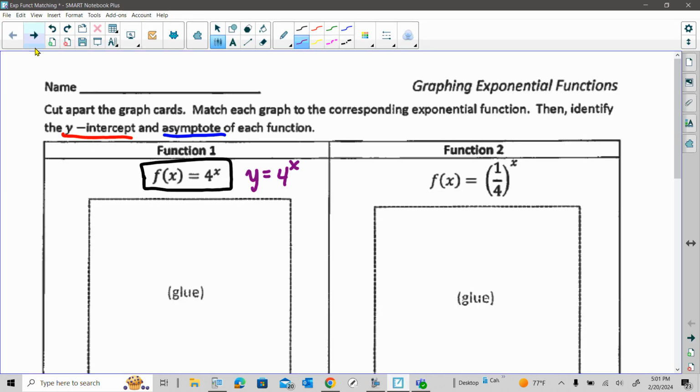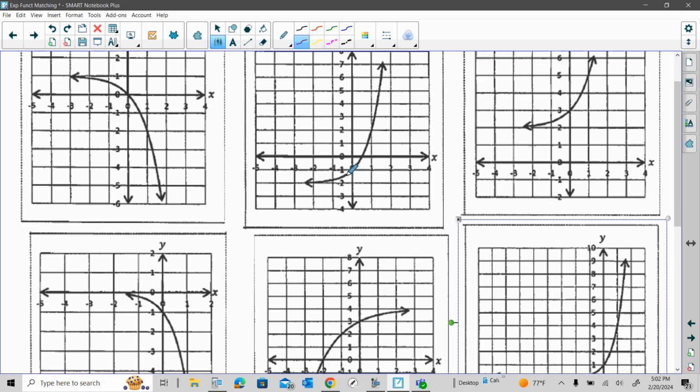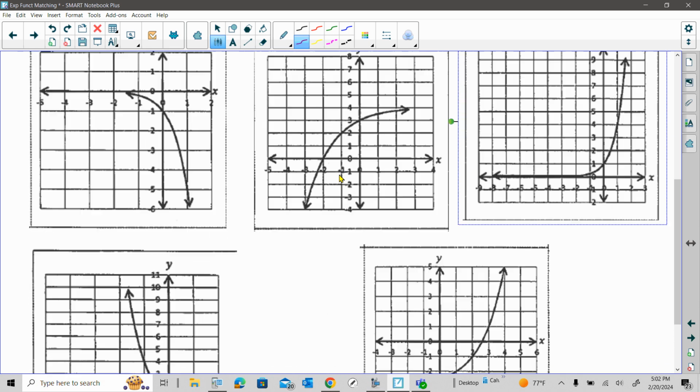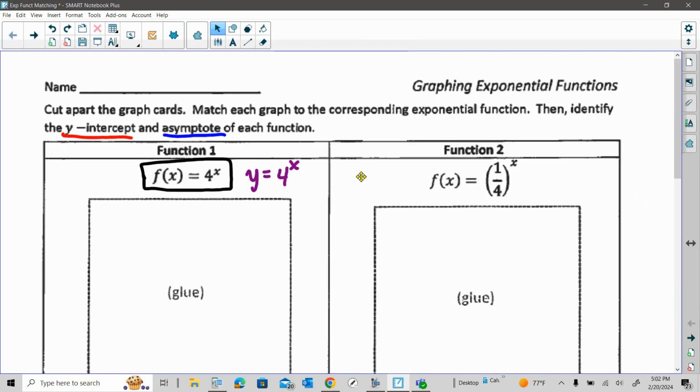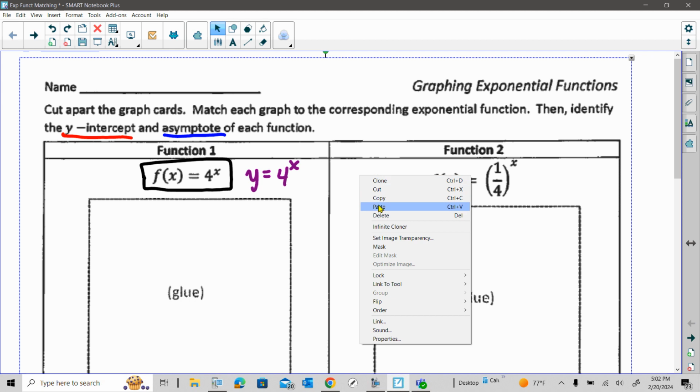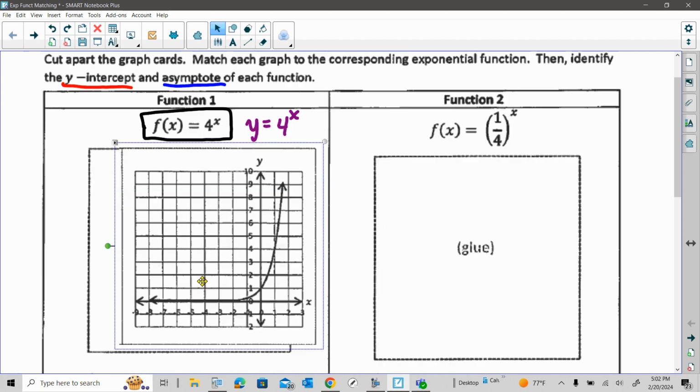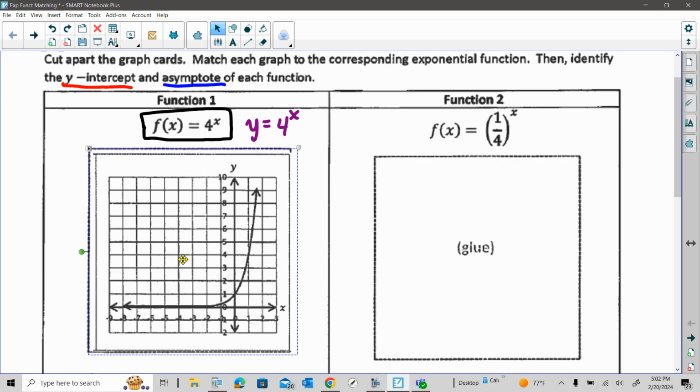Now I want to match the graph that I saw on the calculator. It was increasing, so it has to be this one here. I'm just going to copy it and paste it, so we can glue it right here.